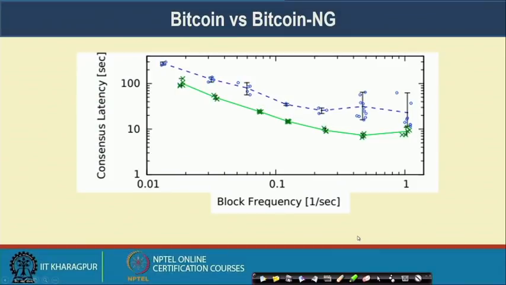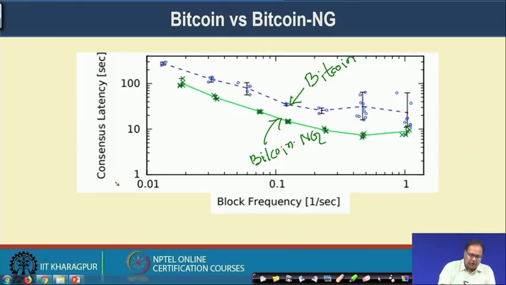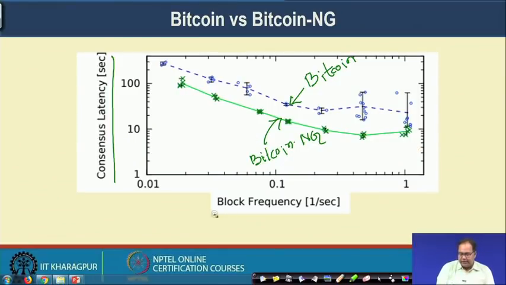Okay, so, let us look into the performance of Bitcoin NG in comparison to Bitcoin. So, this blue line is the performance for Bitcoin, whereas this is the performance for Bitcoin NG. So, here we see the consensus latency, that means how much time it is taking to commit a particular block in the system. We observe that the commitment latency, with respect to block frequency, for Bitcoin NG is significantly less compared to Bitcoin.